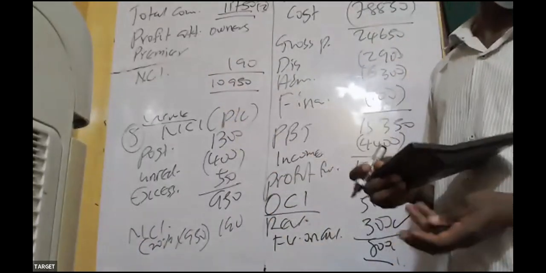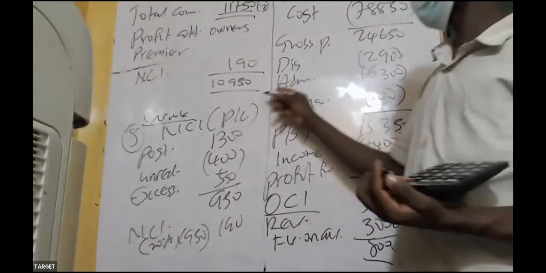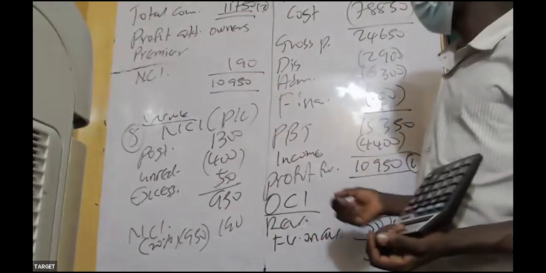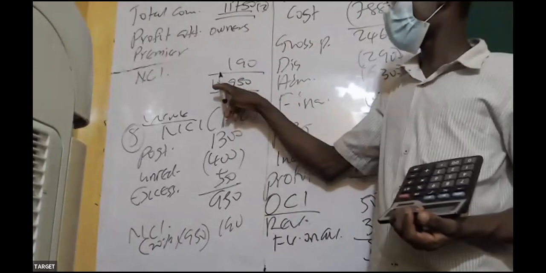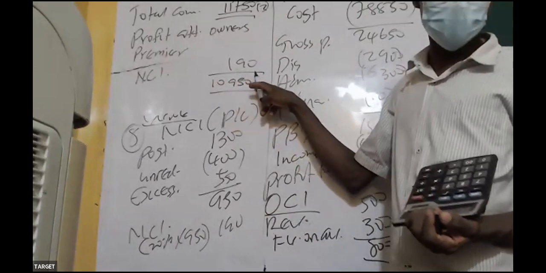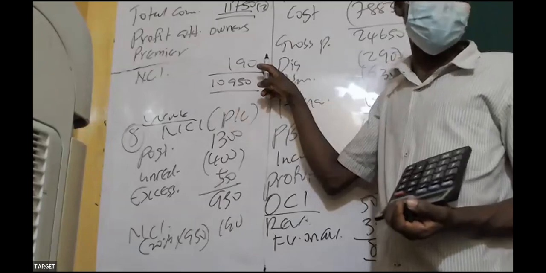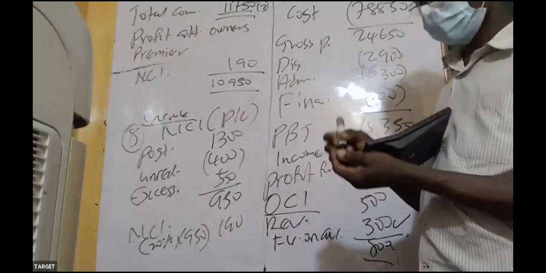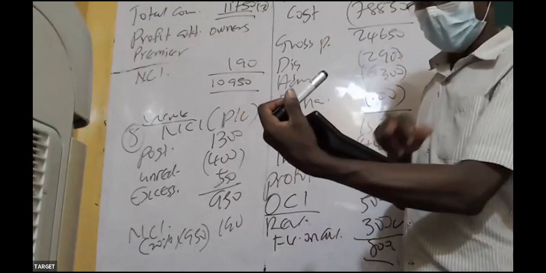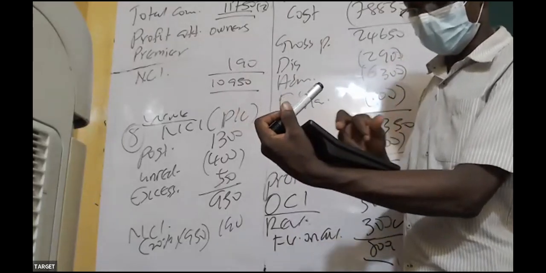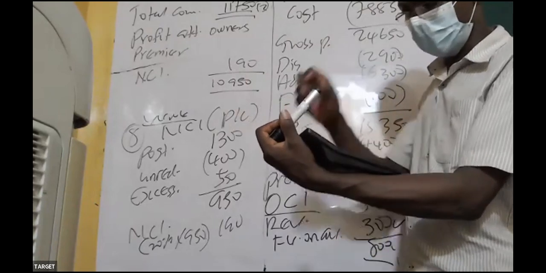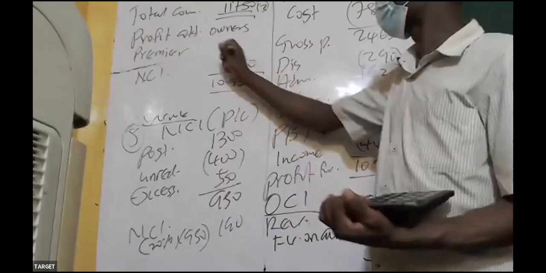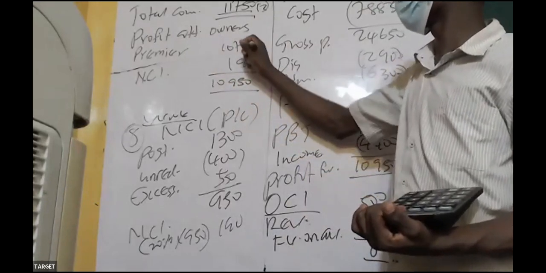And then the good news is that the proportion attributable to Premier, that is the parent, is the balancing figure. If the total amount that we are sharing is 10,950 and NCI share is 190, the balancing figure goes to the parent. So 10,950 minus 190, answer 10,760. We are done.